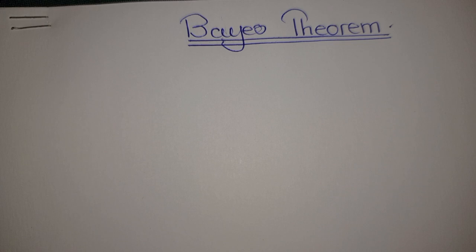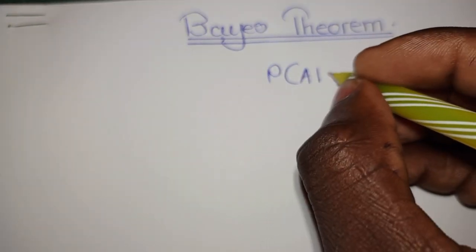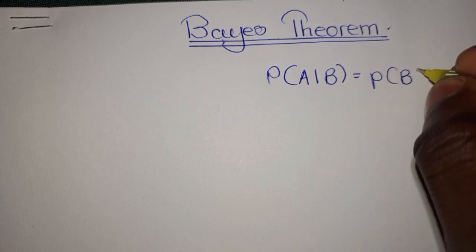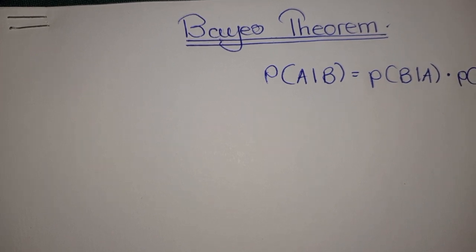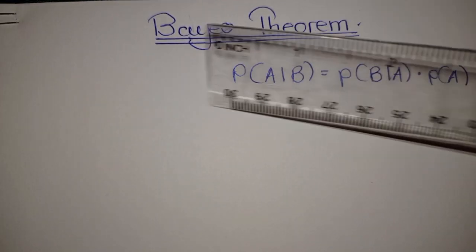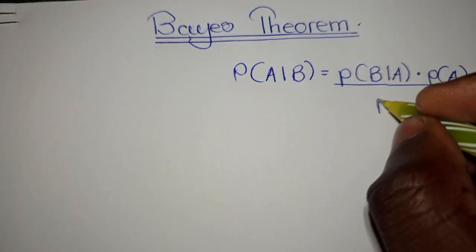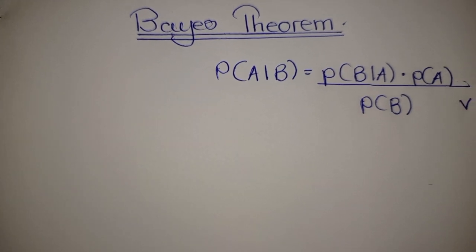So under Bayes theorem, the theorem is given by the probability of A given B is equal to the probability of B given A multiplied by the probability of A, over the probability of B. So this is what Bayes theorem basically is.